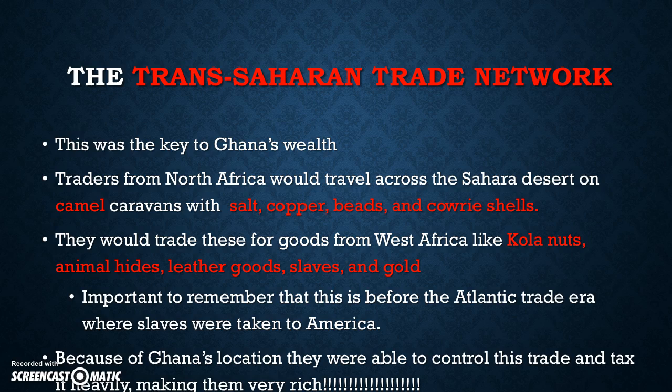The Trans-Saharan Trade network was really the key to Ghana's wealth and power. Traders from North Africa would travel across the Sahara Desert on camel caravans with salt, copper, beads, and cowrie shells. They would trade those goods for goods from West Africa, like kola nuts, animal hides, leather goods, slaves, and gold. It is important to remember, though, that this was a time before the Atlantic trade era where slaves were taken to America. So although there were still slaves being traded, it was much less than what you will learn about later in terms of American history. Because of Ghana's location in that central savanna region, they were able to control this trade and tax it heavily, making them very rich.